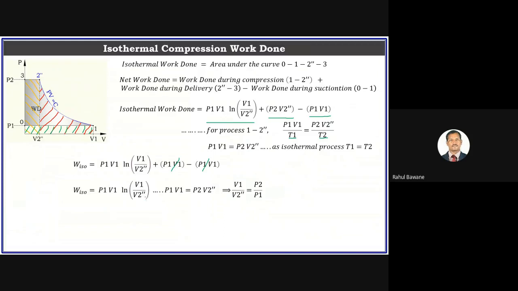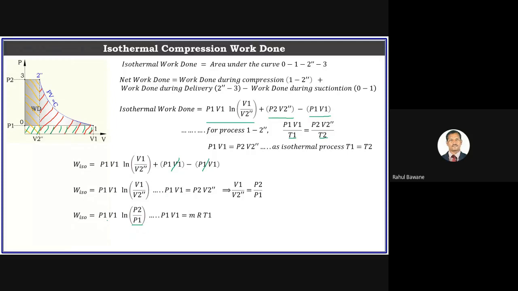But the volume after compression, we don't know, and before compression, we don't know the volume. So most probably we prefer a formula on the basis of pressure or temperature rather than volume. So we have to replace this volume ratio. We know that P1 V1 is equal to P2 V2 because it is an isothermal process. So on a volume basis, if we rearrange it, V1 upon V2 double dash will be P2 upon P1. So we can replace it in terms of the pressure ratio. So our net work done in terms of pressure ratio will be P1 V1 ln of P2 upon P1.